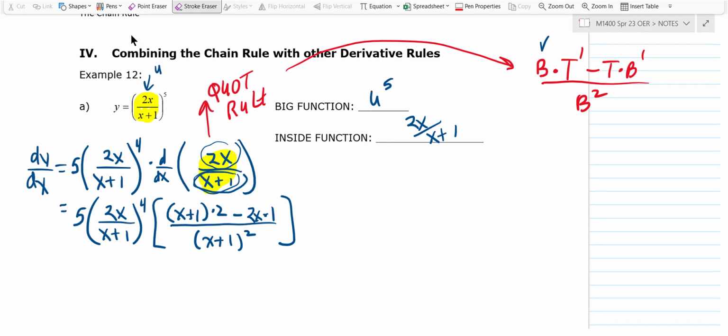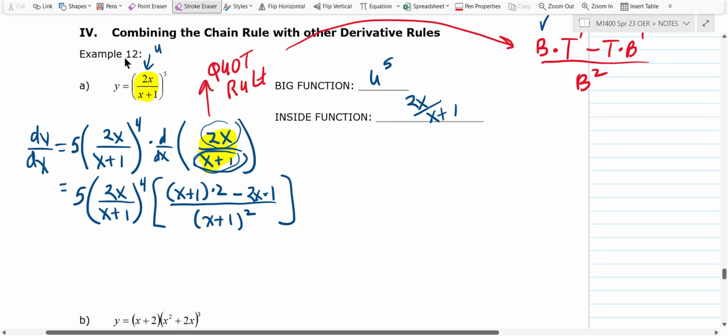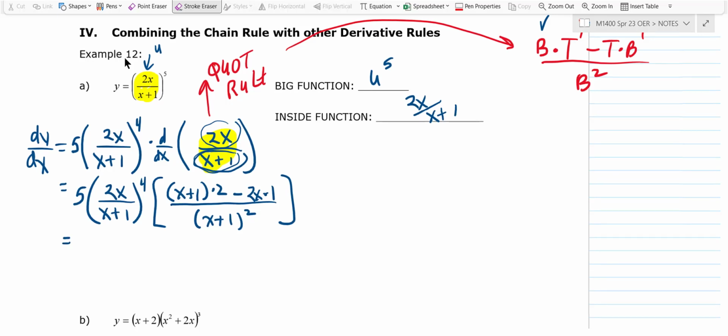The calculus of this problem is done, but we do need to simplify it. So now we got to do algebra. Let me show you how the algebra goes there. Is everybody okay with what I did with that? Always think of the big function as where you start, then you have to do that derivative of what's inside.